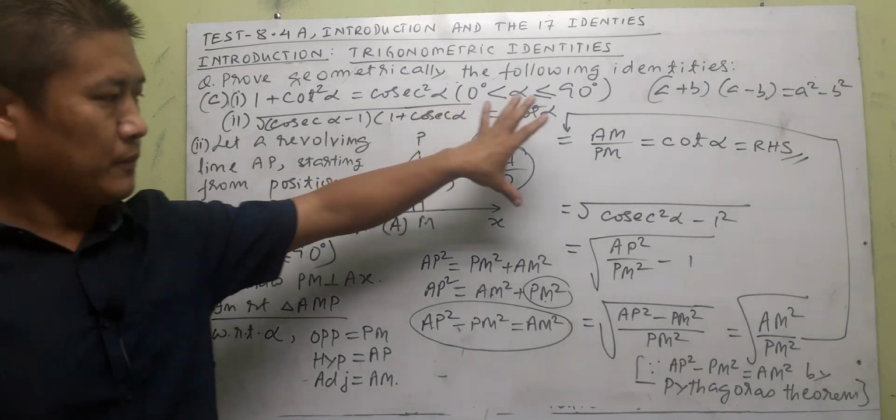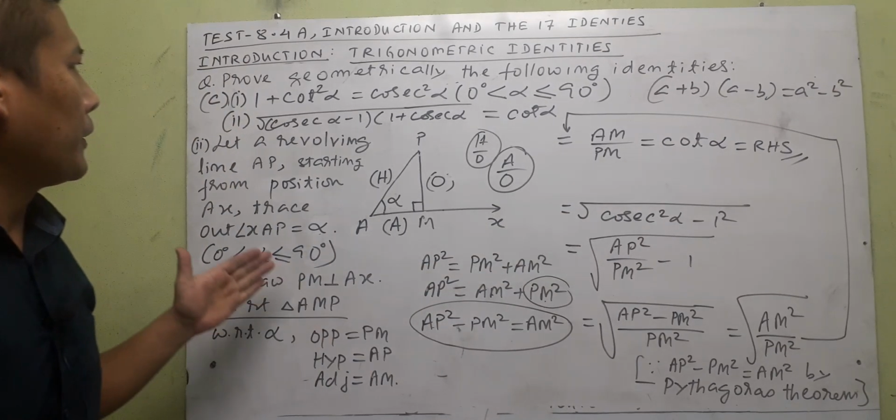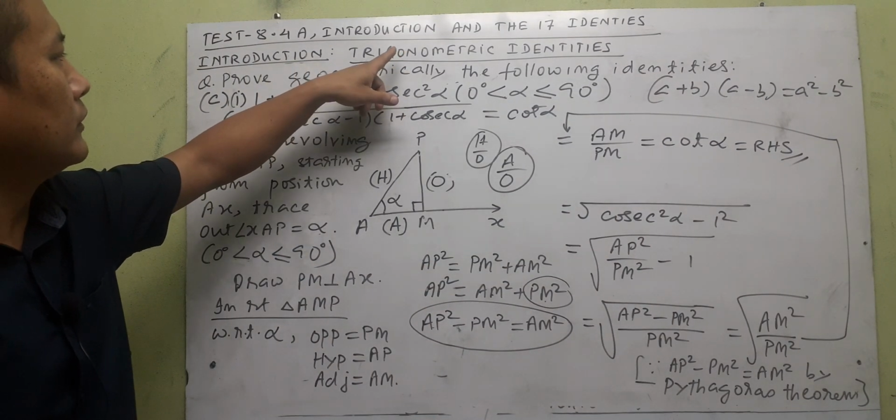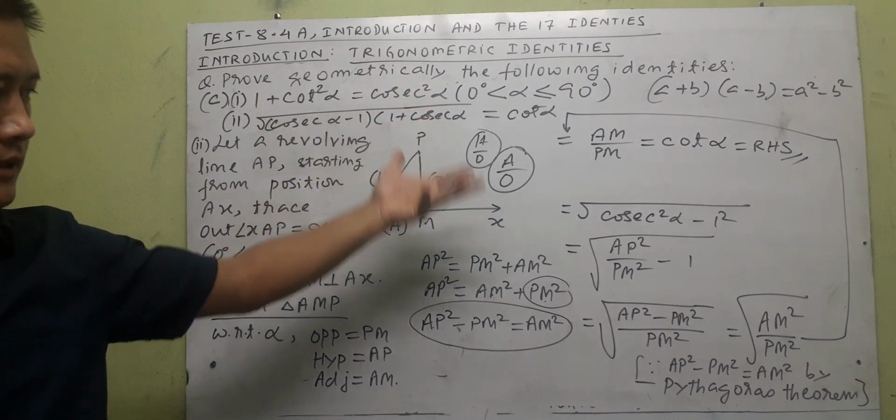These are important. They come in the exam, and for 2 or 3 marks they can come. We'll cover the next parts, the 17 identities and one small portion, in the next video.